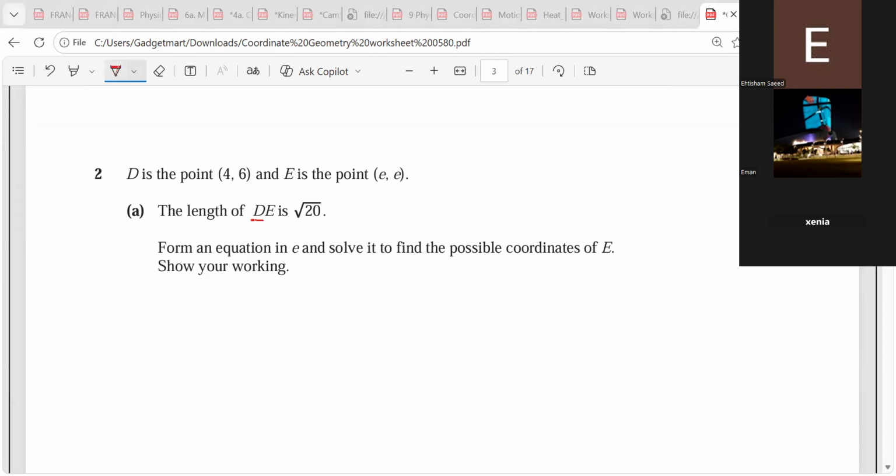Basically, this length DE, or the distance between point D and E, is given, right? So if you remember, I have given you this formula. What was that? In order to find out the distance between 2 points, that was x2 minus x1 square plus y2 minus y1 square, and taking its square root. Okay. So we can find out using this formula.